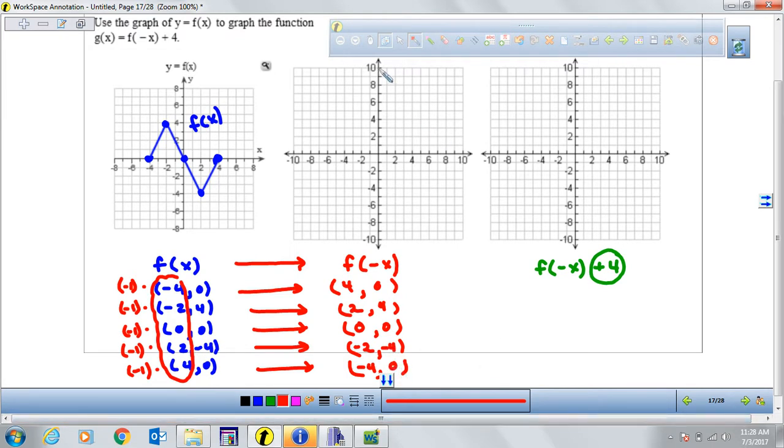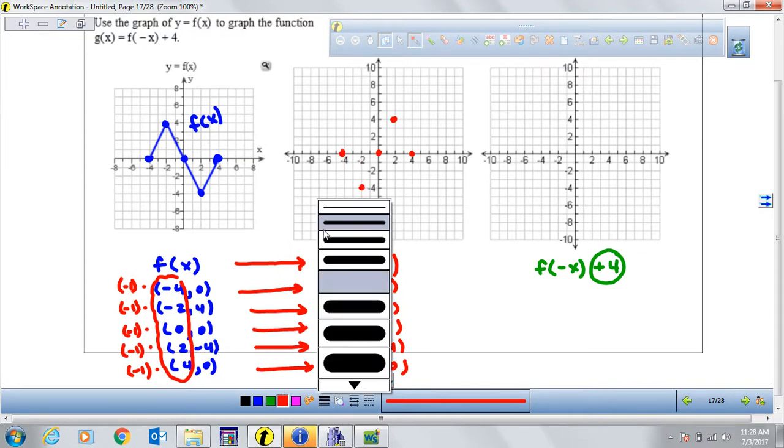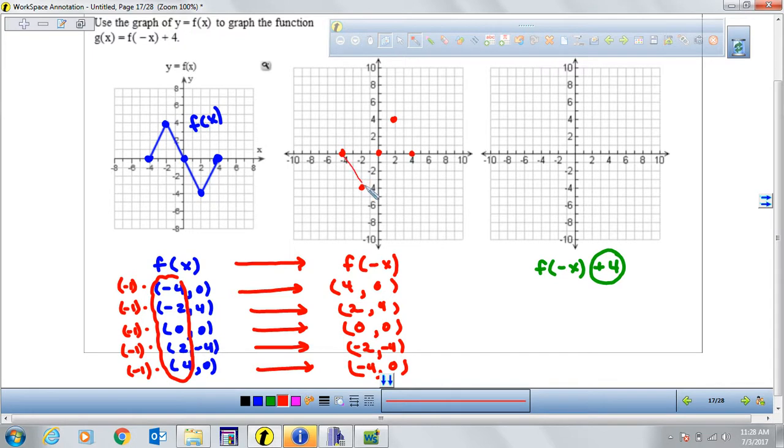So I'm going to graph the first transformation. The point (4, 0) is going to be here, (2, 4) is going to be up here, then (0, 0), then (-2, -4), and then (-4, 0). If you connect these points, you will see that the graph from the original graph was flipped over the y-axis. This little piece went to the right side and this piece went to the left side. So it was reflected over the y-axis.